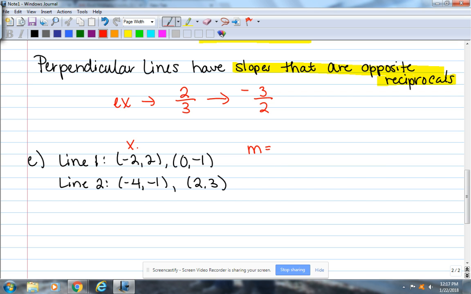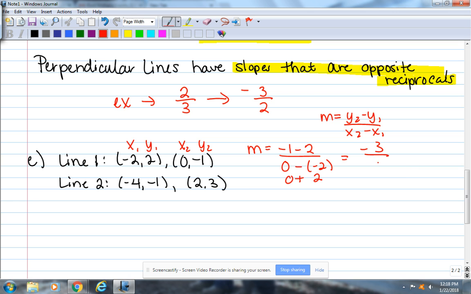So again, x2, y2. Again, we're using m equals y2 minus y1 over x2 minus x1. So for line 1 here, we have negative 1 minus 2 over 0 minus negative 2. So negative 1 minus 2 is negative 3, and that's going to be divided by 0 plus 2, which is 2. So negative 3 over 2 will not simplify. So the slope of line 1 is negative 3 over 2.